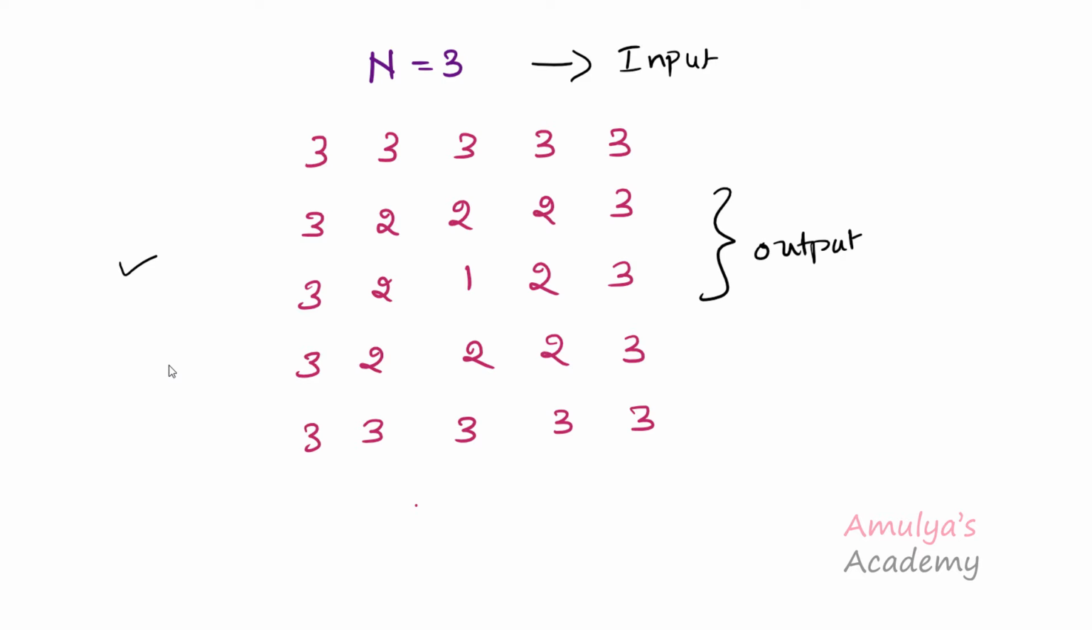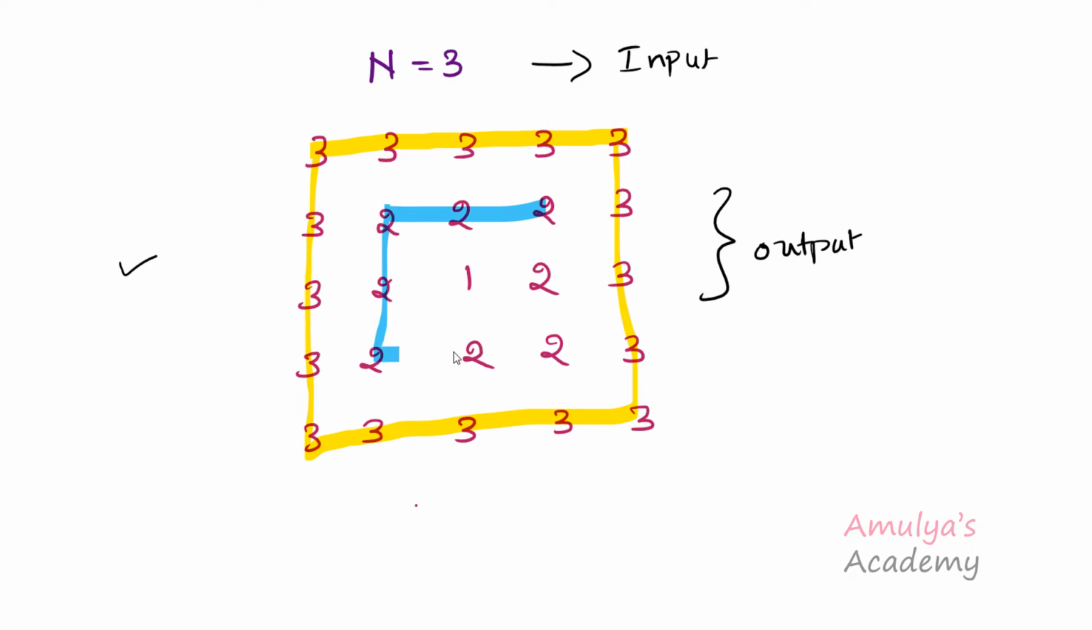Here we are printing the output like this. In the first iteration, we'll print this outer layer. In the first iteration, we'll complete this. In the second iteration, we'll print this. And in the last iteration, we'll print this. So we need total 3 iterations to print this pattern when n is 3.